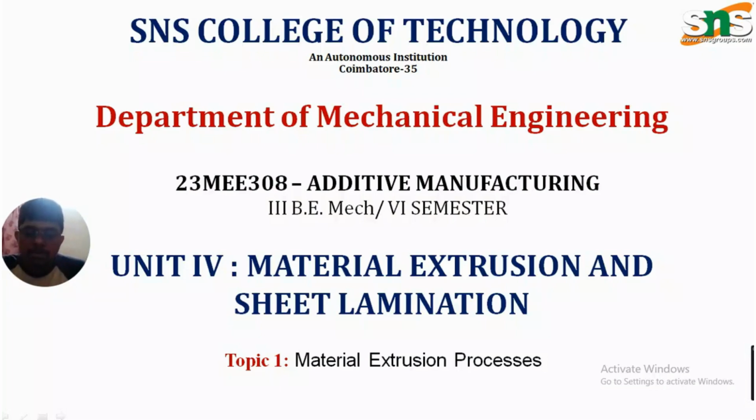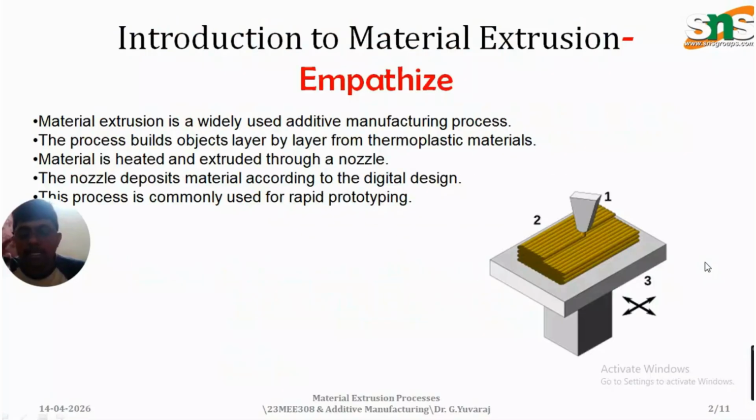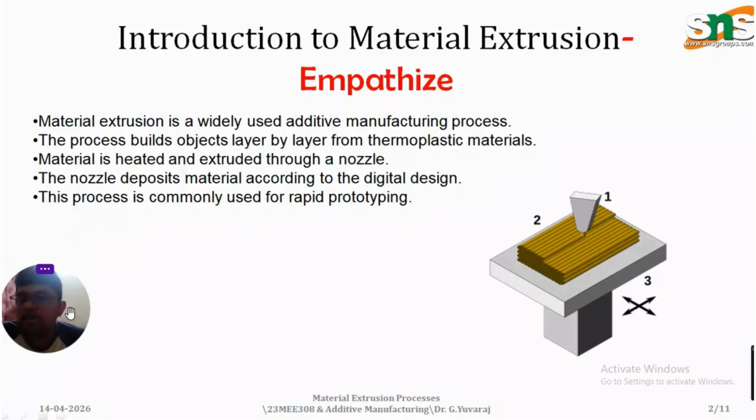In this lecture we are going to see one of the techniques in additive manufacturing, that is material extrusion, which we are dealing with in this additive manufacturing. It is a kind of manufacturing which we normally use to build layer by layer structures. This process can build objects using thermoplastic materials.